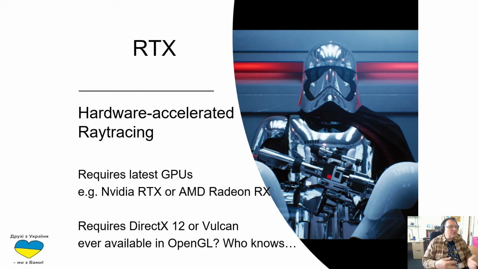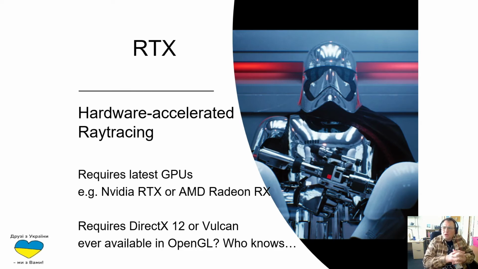interactive real time. For this, you would also need the latest versions of graphics frameworks, such as DirectX version 12 or Vulkan. Vulkan, if you remember, I hope you remember, is the next generation after OpenGL. Currently, OpenGL cannot support RTX hardware accelerated ray tracing. Is it ever going to be available in OpenGL?